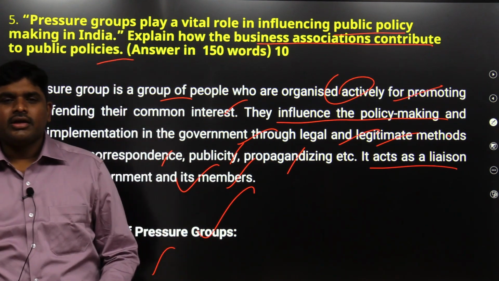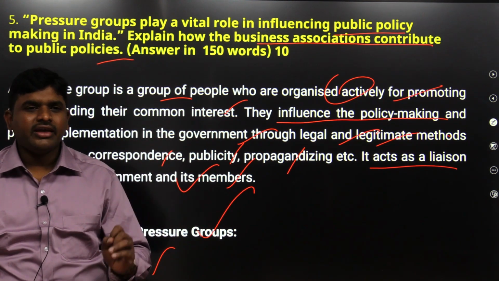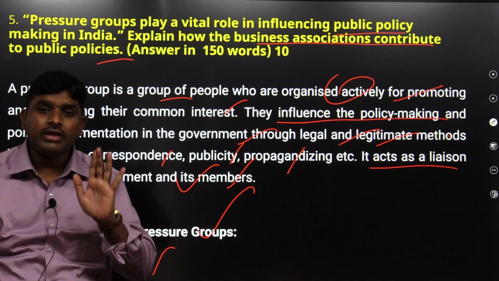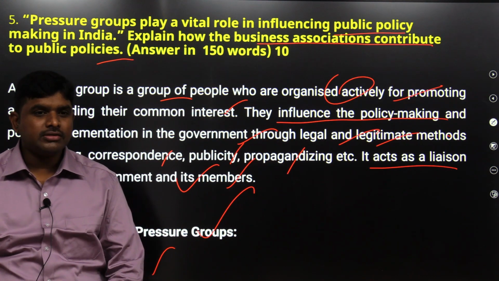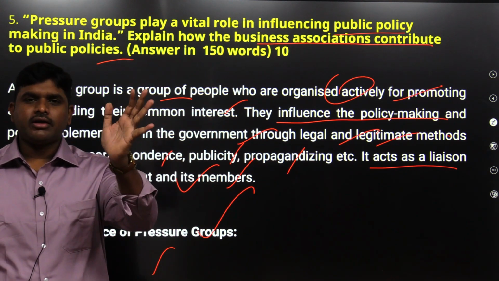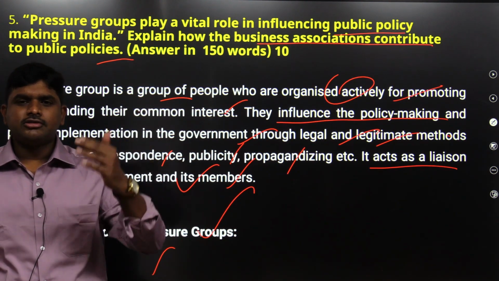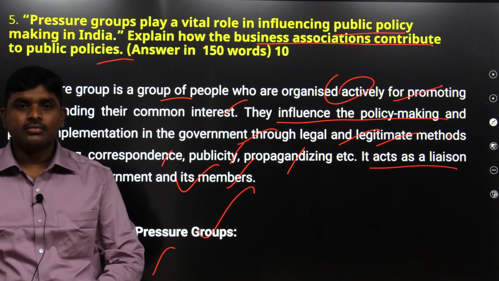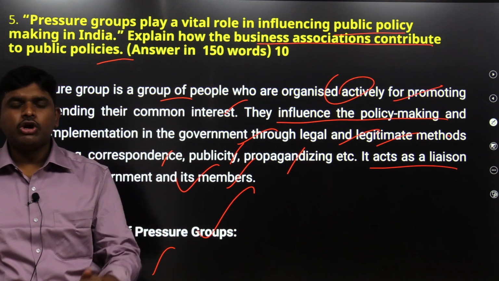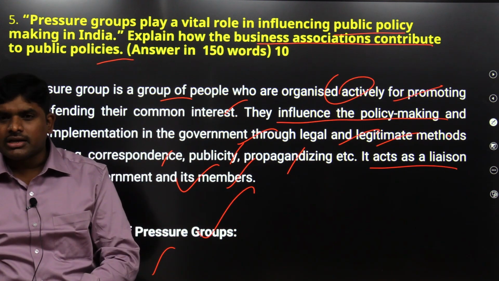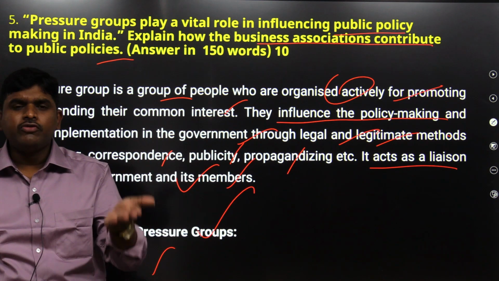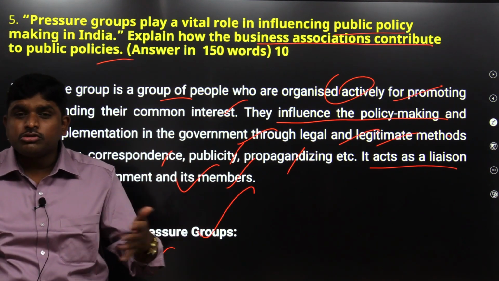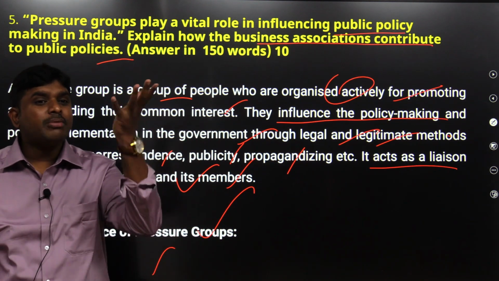ASSOCHAM, CII, FICCI, these are the business associations. How are they contributing to the business policies? The best way is that they will influence Nirmala Sitharaman while she is making the budget. Madam, you have to allocate this much, you have to reduce the GST tax, so the business will grow, ease of doing business will increase, so investments will come. In this way, the business associations will be working for the business policies.